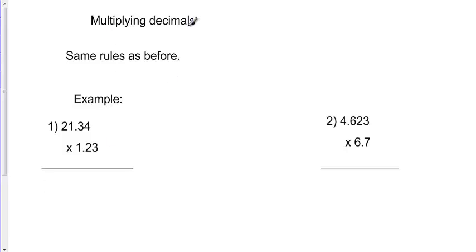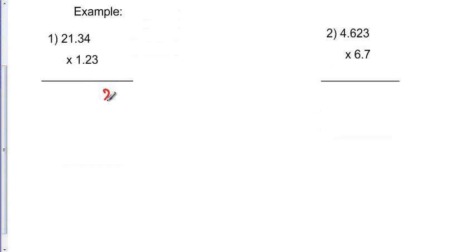Multiplying decimals. Now, in the previous one, we multiplied decimals and whole numbers. In this case, we are going to multiply decimal times a decimal. It's the same rules. So let's go ahead and get started. 3 times 4 is 12. Carry the 1. 3 times 3 is 9, plus 1 is 10. 1, 3 times 1 is 3, plus 1 is 4. 3 times 2 is 6.